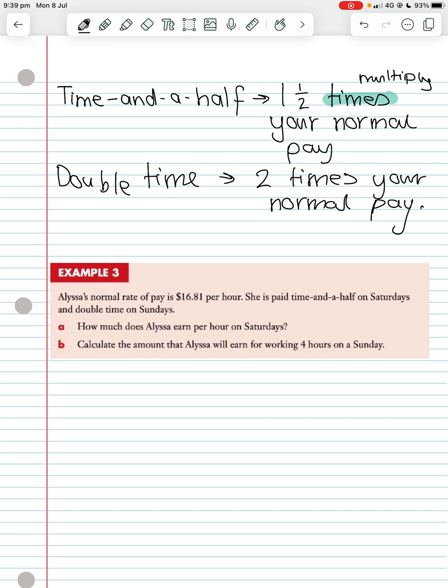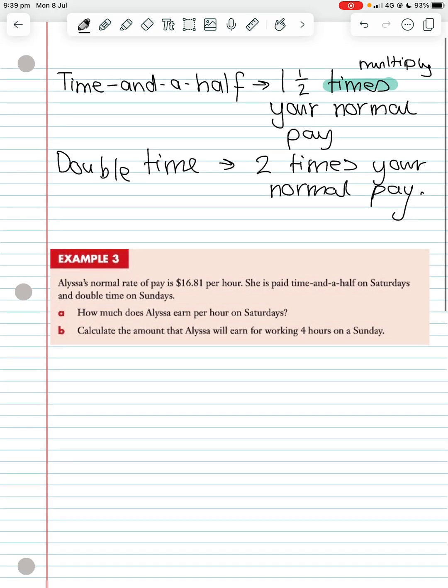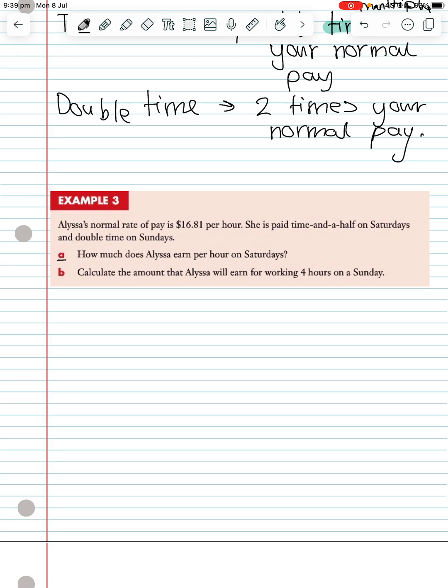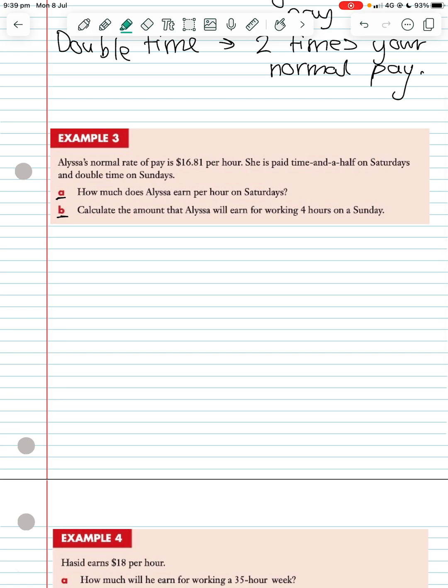So Alyssa's normal rate of pay is $16.81 per hour. She is paid time and a half on Saturdays and double time on Sundays. How much does she earn per hour on Saturdays, and how much will she earn for working 4 hours on a Sunday? So as we talked about in our last exercise, because it's a full-worded question for A and B, we do need to do therefore statements. Let's grab our highlighter and highlight some of our key information.